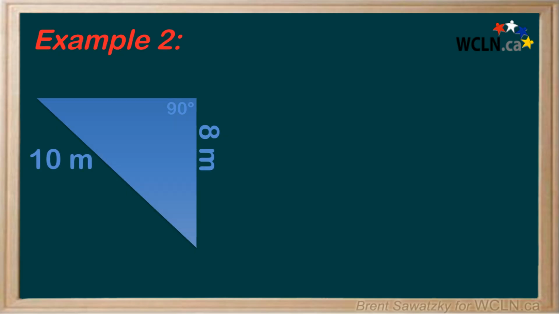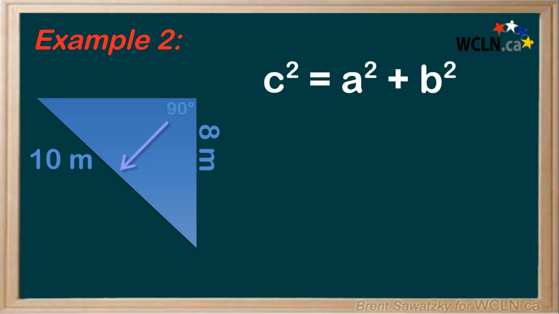Example 2. Determine the length of the unknown side in this diagram. So first, we'll confirm that it is a right triangle. This angle is 90 degrees, so perfect. Next, let's lay out our Pythagorean theorem. c squared equals a squared plus b squared. So which side is the hypotenuse c? Well, we remember that the hypotenuse is always the longest side, and it's always across from the 90-degree angle.